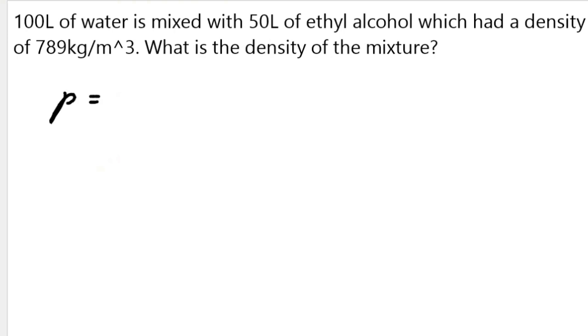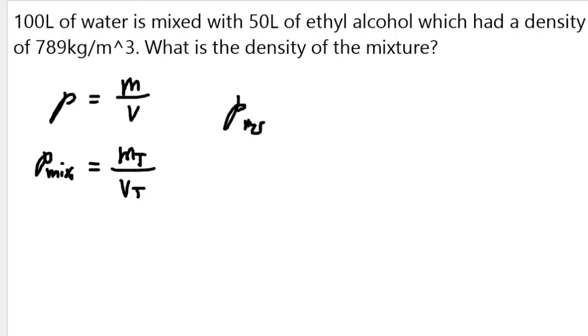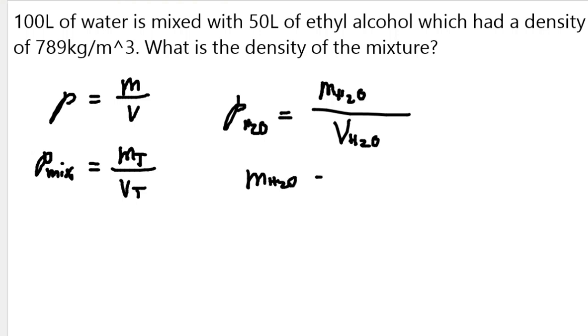100 liters of water is mixed with 50 liters of ethyl alcohol, which has a density of 789 kilograms per cubic meter. What is the density of the mixture? To calculate the density of the mixture, we need this: the density of the mixture is equal to the total mass divided by the total volume. We know that the density of the water is equal to the mass of the water divided by the volume of the water. What we're going to do here is solve for the mass of the water. So we have the density of the water and the volume of the water.